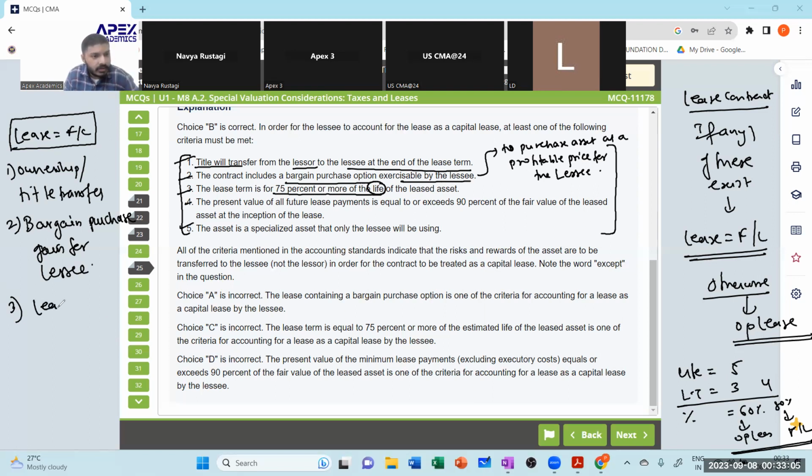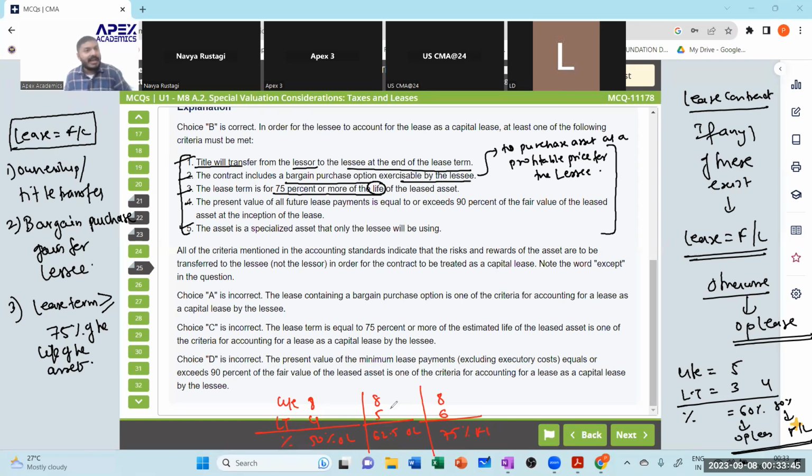Lease term is greater than or equal to 75% of the life of the asset. So if I'm saying life of the asset is 8 years and lease term is 4 years, what is the percentage? 50%. What is this? Operating lease. 8 years, 5 years. How much percentage? 5 divided by 8, 62.5%. What is this? Operating lease. 8 years life, 6 years lease term. 6 divided by 8, 75%. So this is a finance lease.